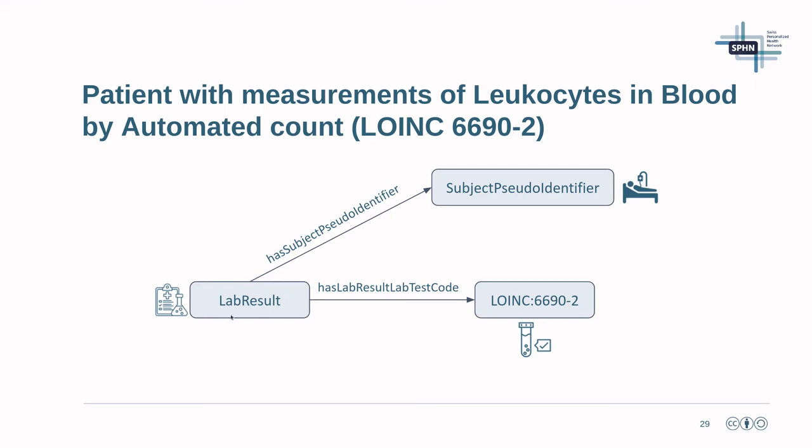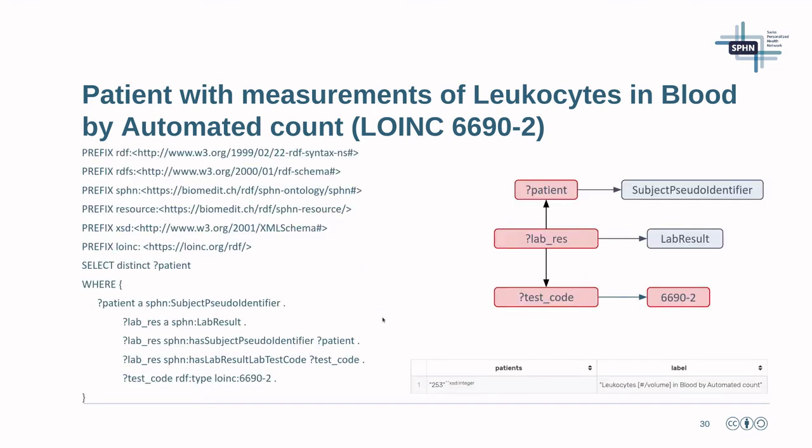We have a lab result class that is connected to the subject pseudo-identifier through the has subject pseudo-identifier property. And we also have a lab result test code that is provided with the LOINC code that is connected to the lab results through the has lab result lab test code. So this is the pattern that we're interested in.